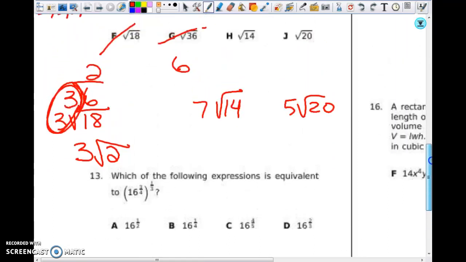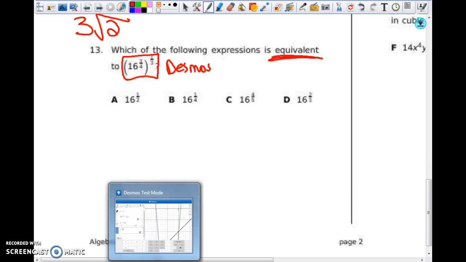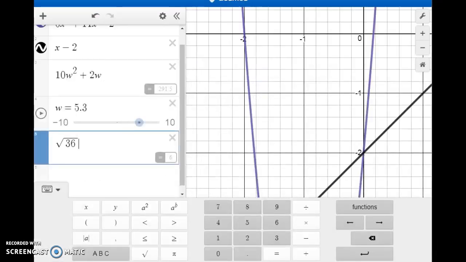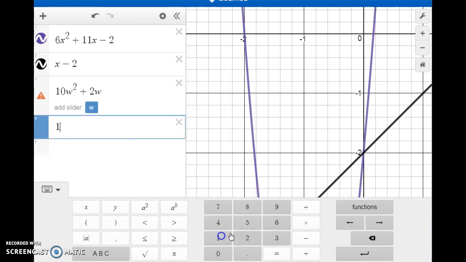Sorry. Okay, so for number 13, guys, this one is equivalent. All you got to do is plug it in. So you're plugging this in Desmos. Just be very careful on how to enter your exponents. So this is 16 to the power of 3/4. This is how, right here, the a to the b, you put any exponent. It doesn't matter if it's a fraction, it'll do it for you.